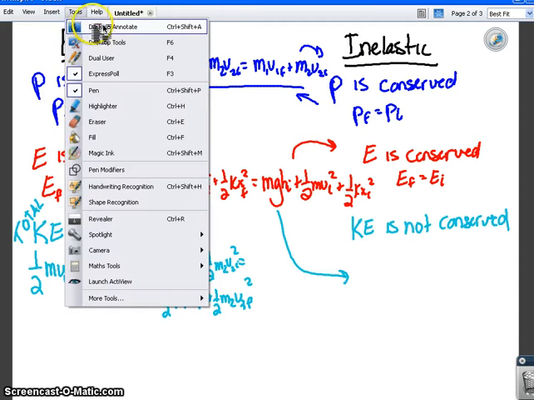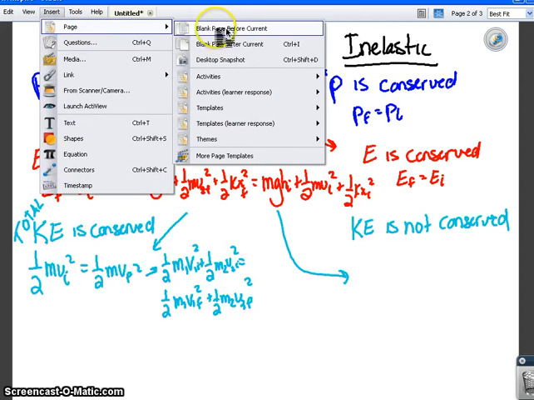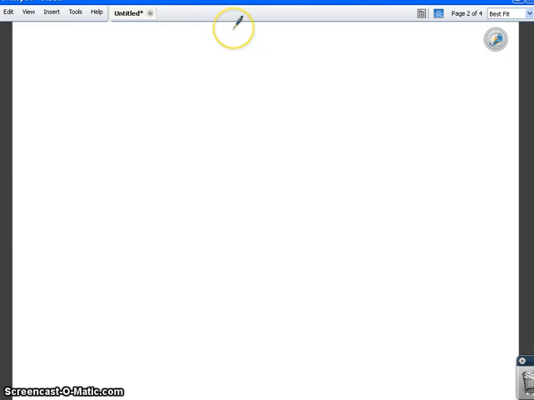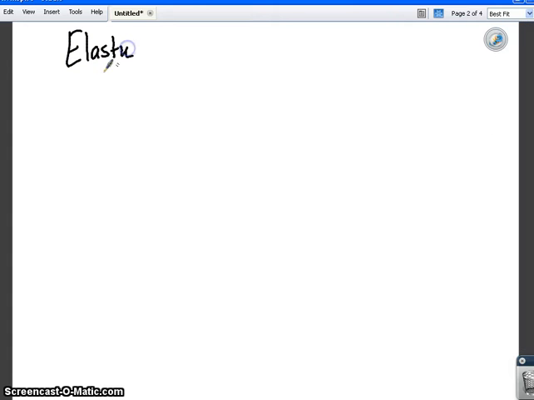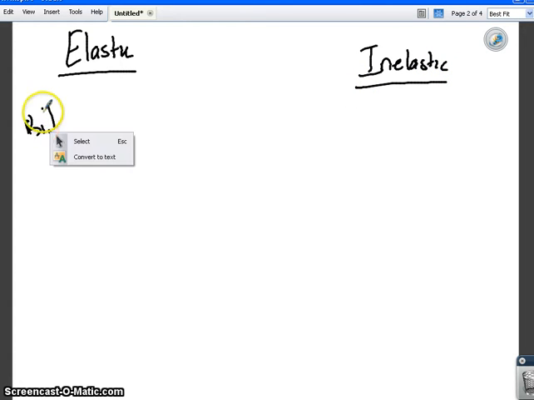Let's go to the next page. Let's draw a picture of elastic and inelastic. In an elastic collision, I'm going to use billiards.